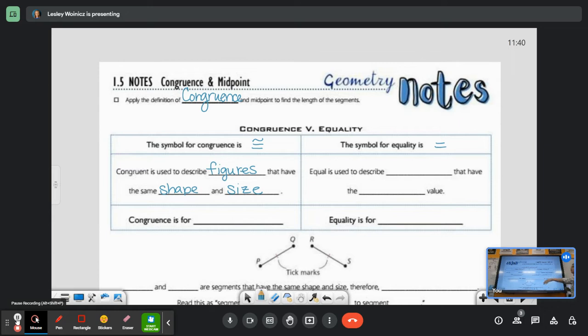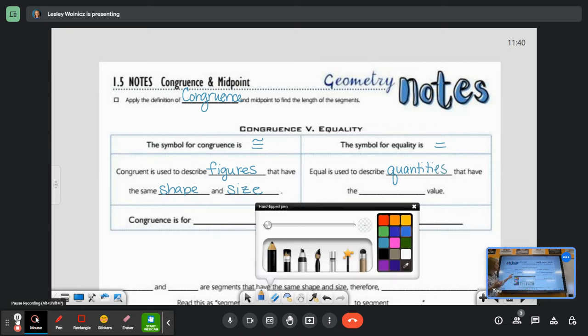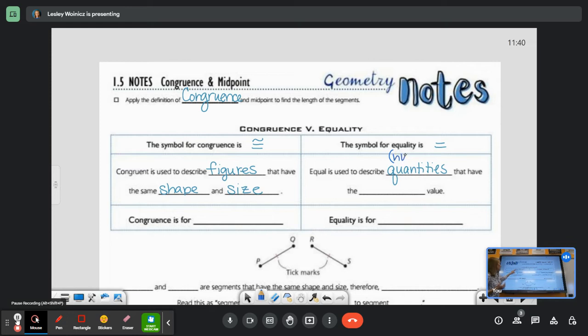Let's bounce back over to equality. Equal is used to describe quantities. If you're wondering what the heck that is, when I say quantity, you can think of numbers. Have you ever heard quality over quantity? It's like the amount. Quantities that have the same value.